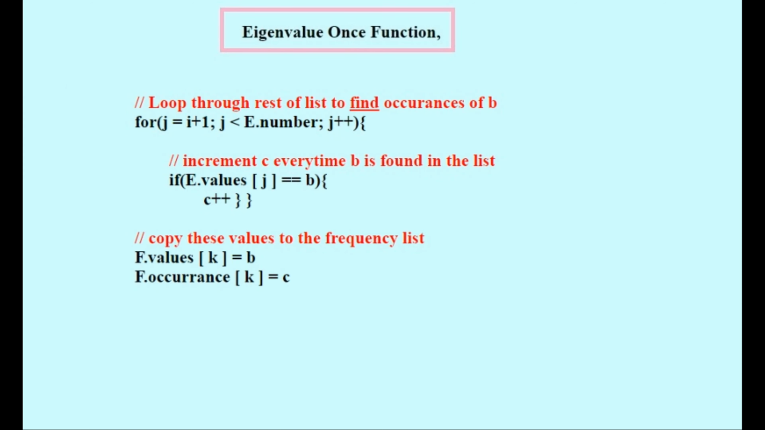After we've traversed the rest of the list, we now have the amount that this eigenvalue occurs in the rest of the list, and we can copy these 2 values into the frequency list. And then we can increment the frequency counting variable to put the next value of an eigenvalue and its occurrence into this frequency list in the next position.